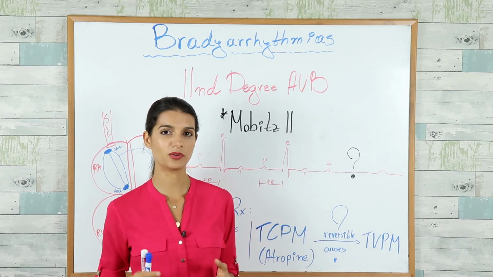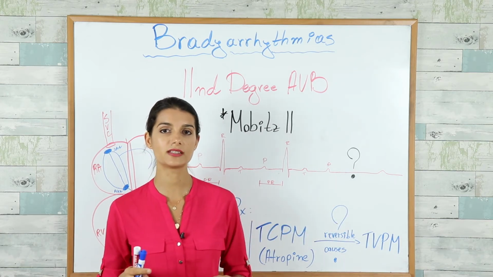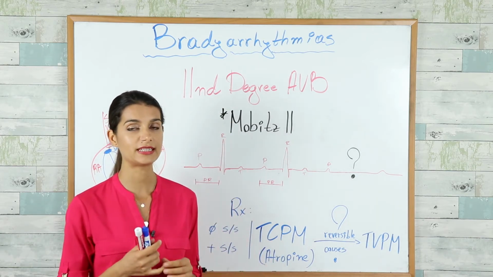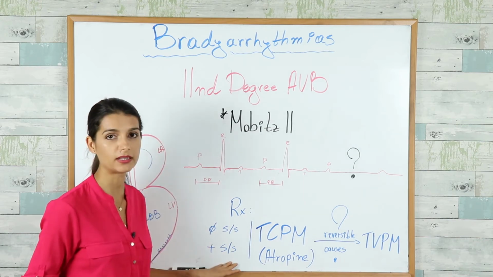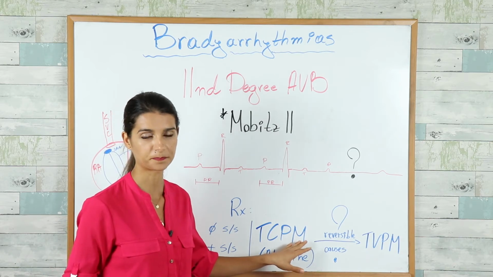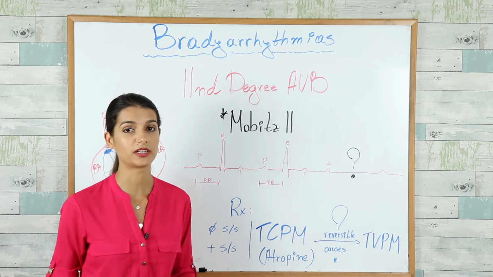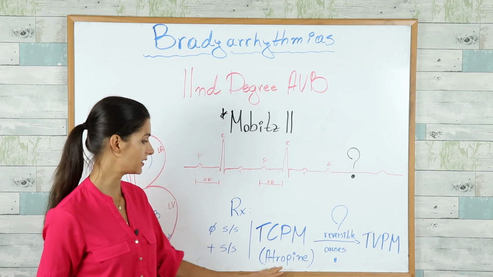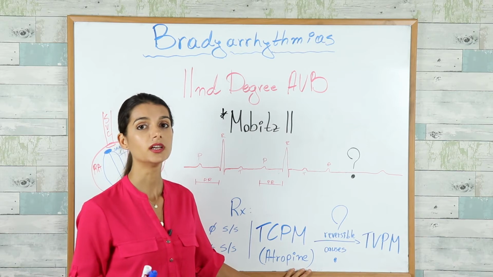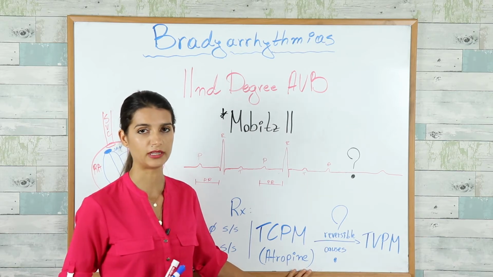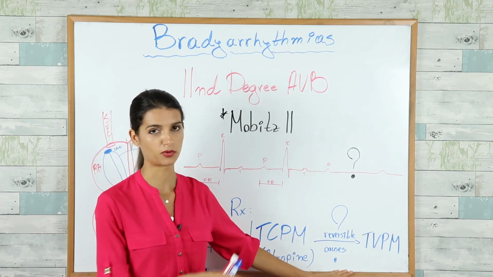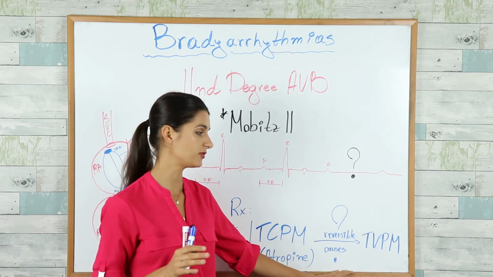Now this AV block is very serious and it can progress very fast to third degree complete AV block. So whether the patient is asymptomatic or symptomatic, you want to put a temporary transcutaneous pacemaker. And if the transcutaneous pacemaker is currently unavailable, you can start them on atropine. Just make sure that the patient does not have myocardial ischemia, because you do not want to give them atropine in this case.